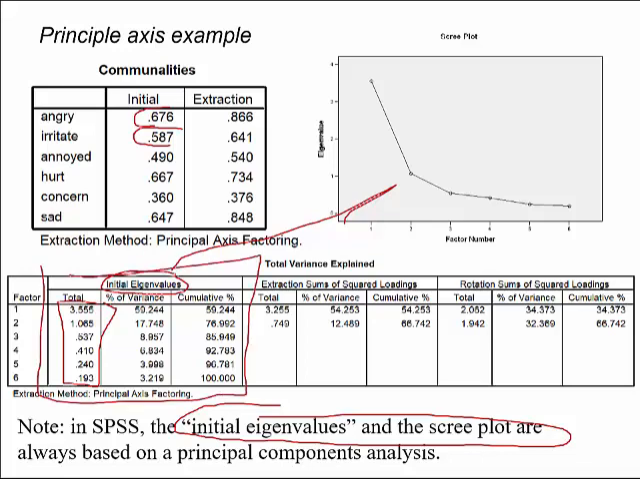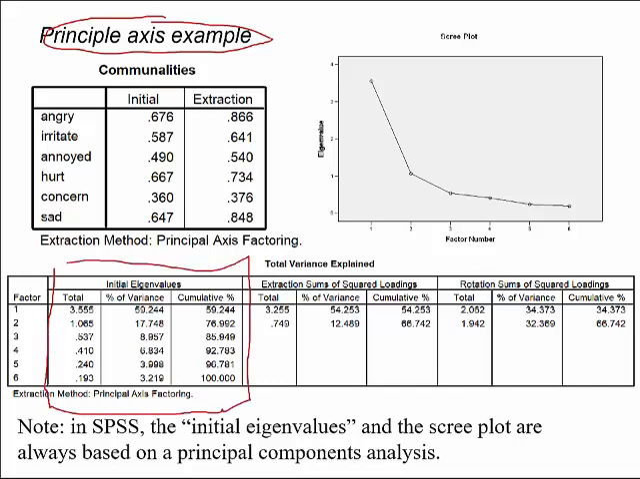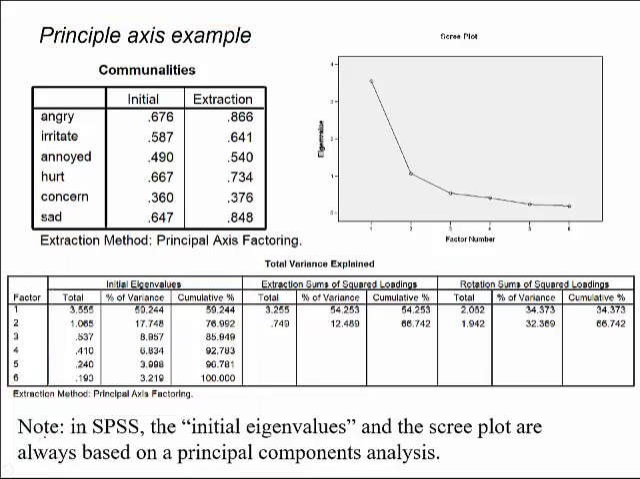I'm actually not sure why SPSS does that, but whenever they give you the eigenvalues for the initial solution, even though we've told it we're running a principal axis example, it's going to give us the eigenvalues for the principal components analysis. But it's illustrative here because now that we have that, we can compare it to what we get at other points in our analysis. And maybe that's why they do it, I don't know.